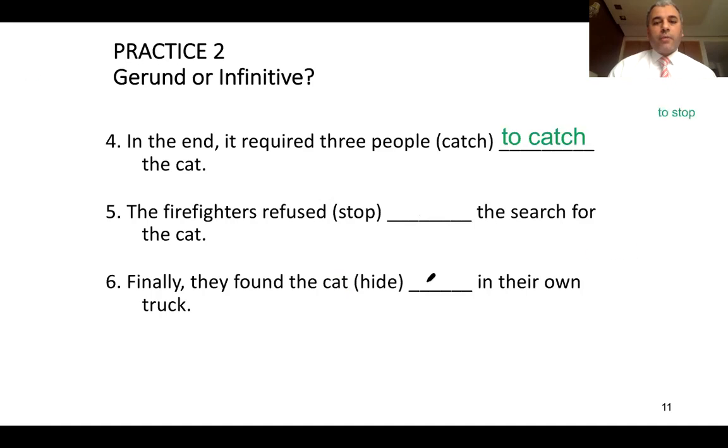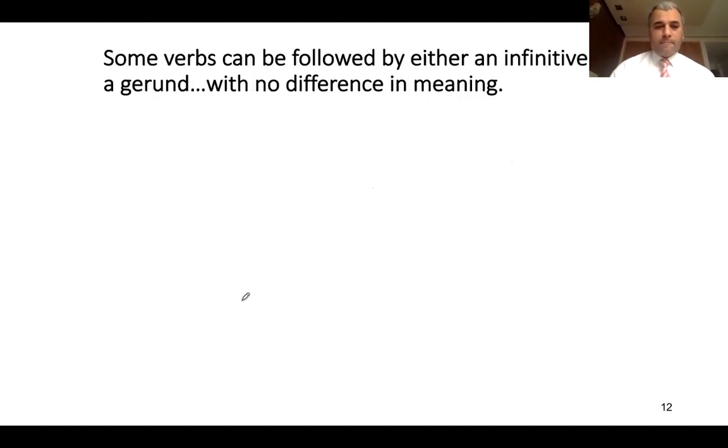Okay, to catch, to stop, hiding. So here you have, it required three people to catch. So you have required, an expression followed by an infinitive. Refused is followed by an infinitive. And then you have, they found the cat hiding in their own truck. You have the verb found.